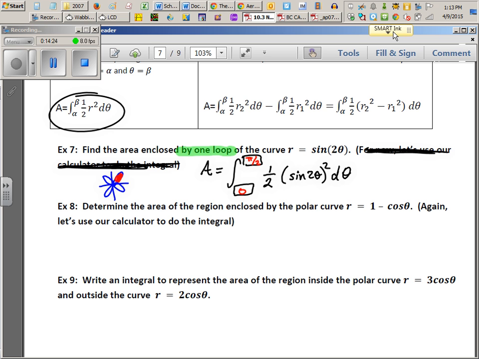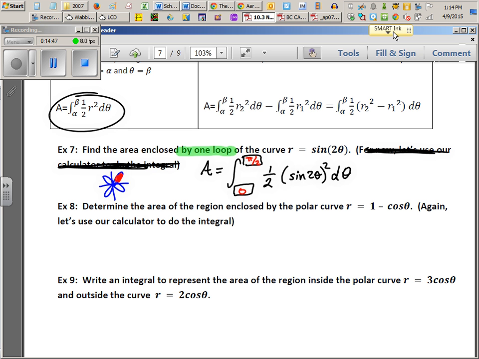Question? I don't know if this is a good question or not, but say pi over 2 is only one loop. Does it matter which loop it's at? No. We can find the area of any one of those 4 loops. In fact, we don't have to use 0 and pi over 2. We could use pi over 2 and pi.